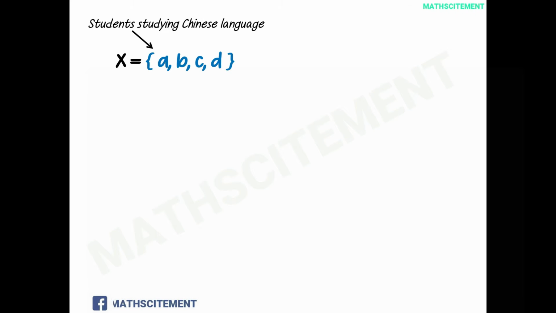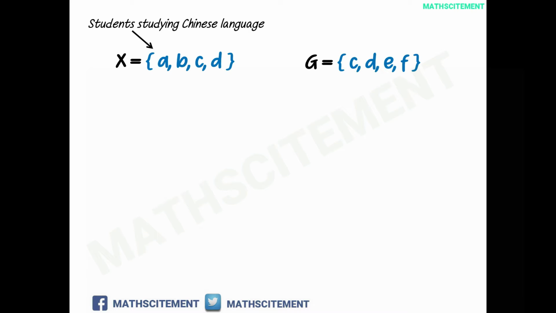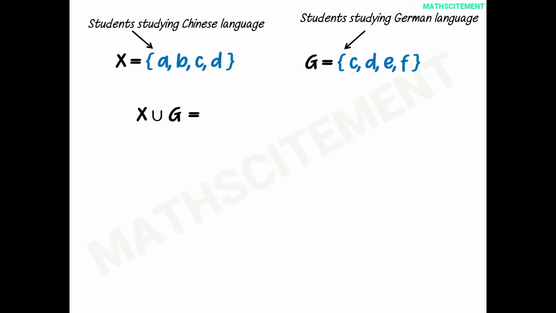Let's consider two sets. Set X that has names of the students studying Chinese and set G that has all the names of the students studying German. The union of these two sets means taking the names of the students in set X and taking the names of the students in the set G.